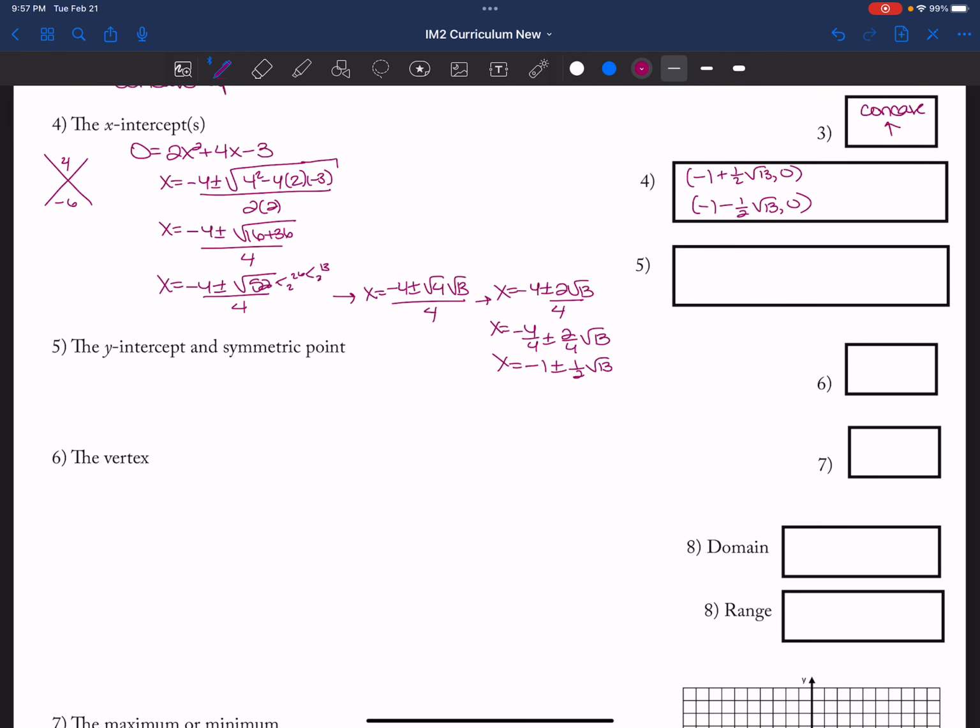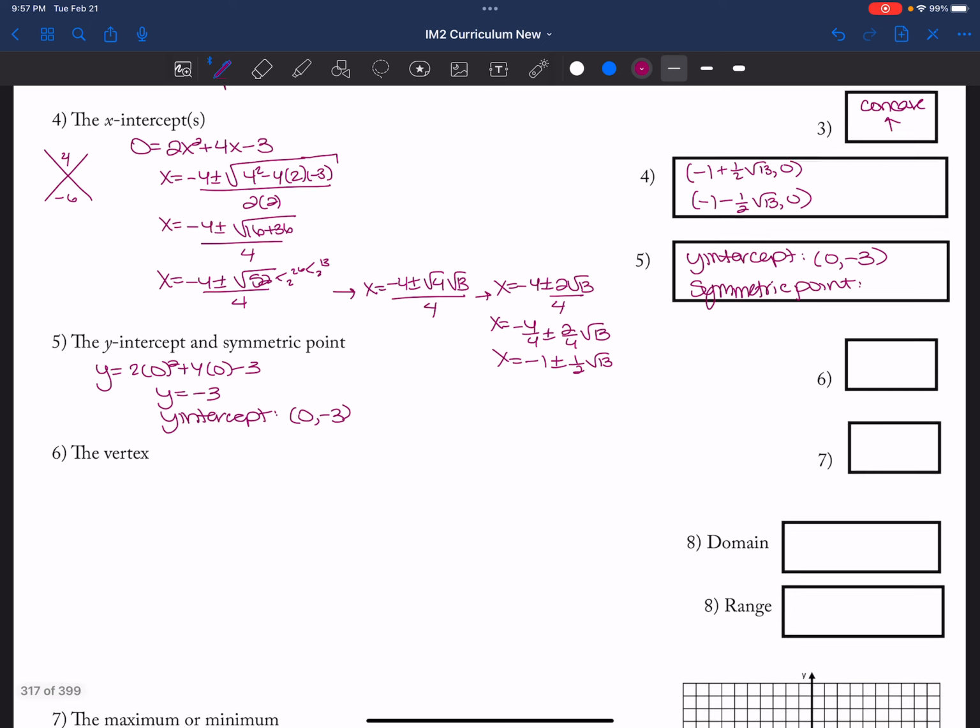Okay, so my y-intercept, y is equal to 2 times 0 squared plus 4 times 0 minus 3. So y is equal to negative 3. So my y-intercept is 0 comma negative 3. And then my symmetric point we will find in a second.